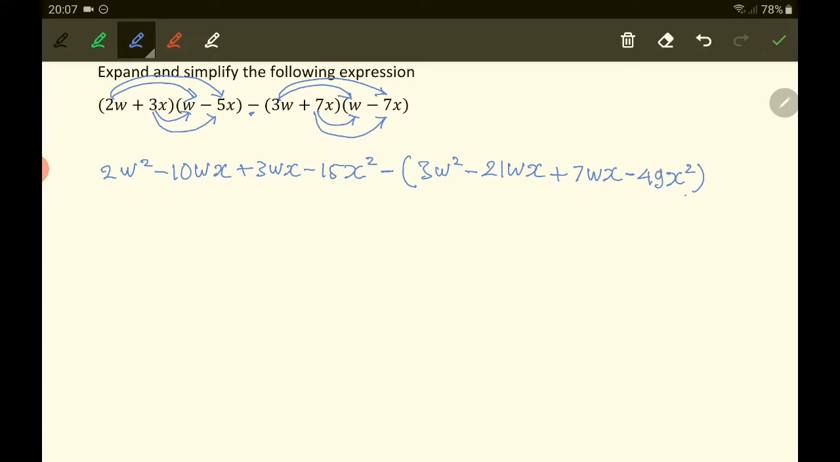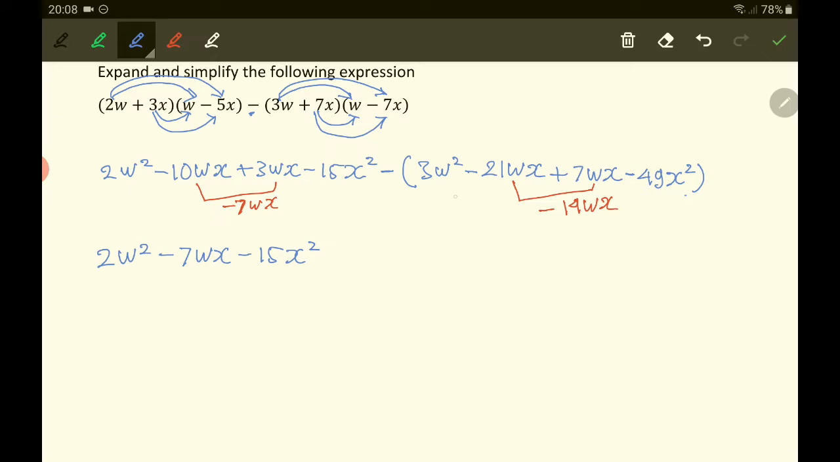And now we try to join the like terms. We have wx terms, which are like terms, and this one also. We can join these to become minus 7wx, and these parts become minus 14wx. So we can rewrite here: 2w squared minus 7wx, and then minus 15x squared.